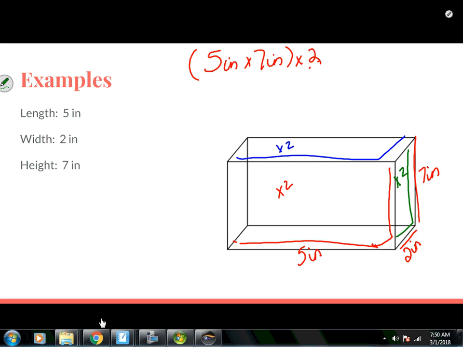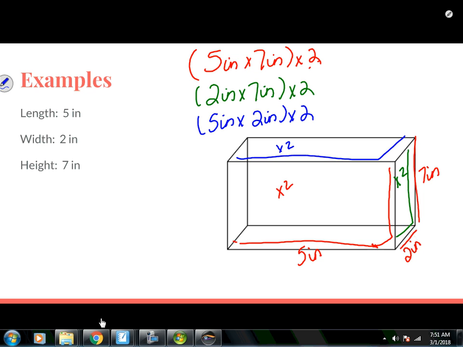For what's highlighted in green, we have width times height. So we have 2 inches times 7 inches, all of that times 2. And what's highlighted in blue is our length times our width, which is 5 inches, times 2 inches, all of that times 2.